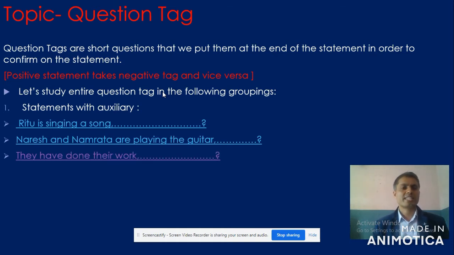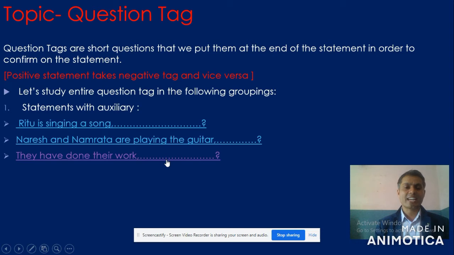Category number 1, statement with auxiliary verb. Now look at here: they have done their work. This is the statement. Here is the comma. After the comma, as I told you before, immediately write the auxiliary verb first. Have is the auxiliary verb, so you should write have. The sentence is in positive form, so obviously we have to use a negative tag. So haven't, the shortcut or contracted form. Then the pronoun they is already given here, so haven't they is the answer.